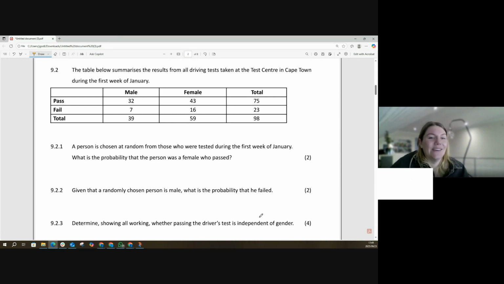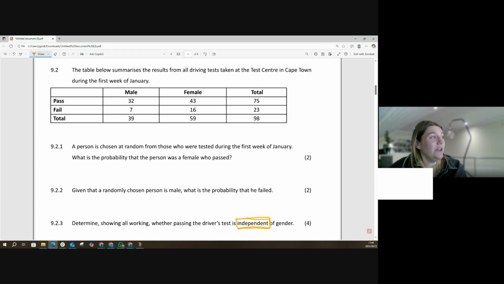Okay. Good news is that this question does work. Bad news is there's a word that we haven't spoken about in our sessions together, which is if they are independent. So I will go over that very carefully with you when we get to that question. But I feel confident that you can do 9.2.1 and 9.2.2 entirely by yourselves.